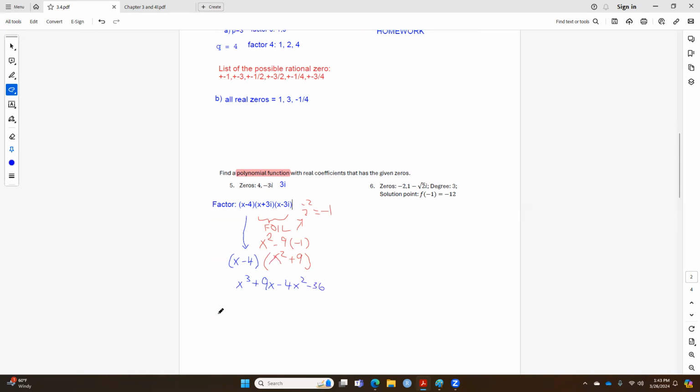And usually when you do this, I want you to put it in standard form, high to low power. So you will have x cubed minus 4x squared plus 9x minus 36. And don't forget, because the question asks for the function, you have to have the f of x. Okay, so don't forget the f of x. So this is, oops, sorry, your answer for question 5.